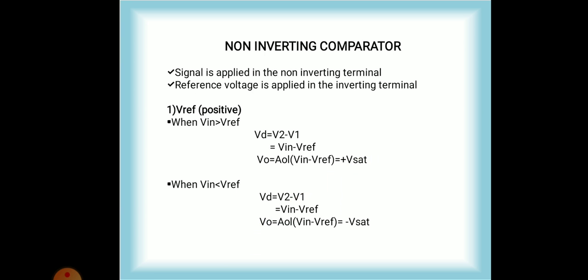Let's consider the case when Vreference is positive. Let's assume that Vreference is plus 2 volts. When Vin is greater than Vreference, that is, when Vin is greater than plus 2 volts, the differential voltage Vd will be positive. Therefore, the output voltage will be plus V saturation since Vd is positive. When Vin is less than Vreference, that is, when Vin is less than plus 2 volts, the differential voltage Vd will be negative. Therefore, V0 will be minus V saturation.